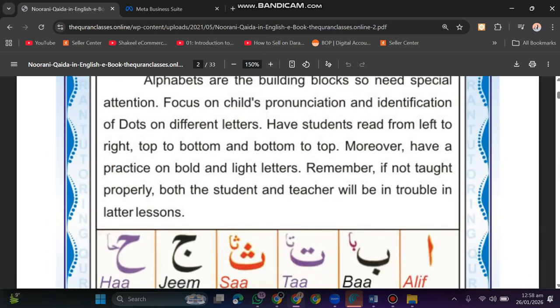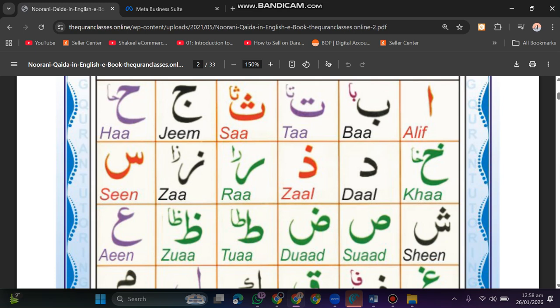Bismillahirrahmanirrahim. Okay, so the first letter of the Arabic alphabet looks like this, and that one is Alif. Please don't follow the English, because in the Quran there is no English.